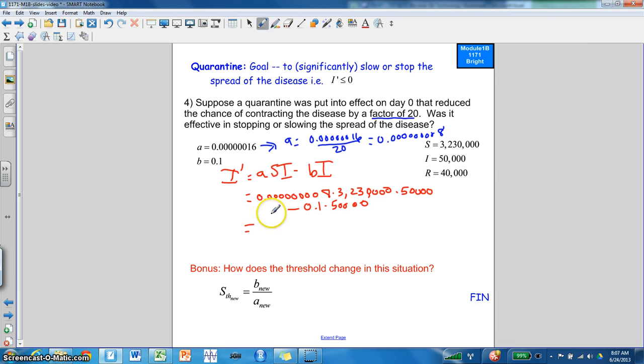Okay, and if you do this computation, you get -3708. Okay, so is this less than or equal to 0? And the answer is yes. Okay, so yes, it was effective, and the disease is slowing down. So yes, it was effective.